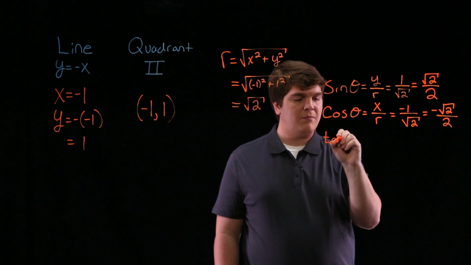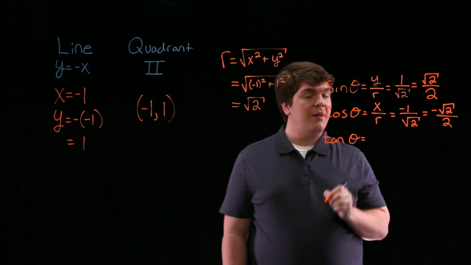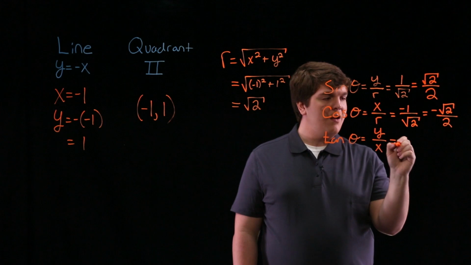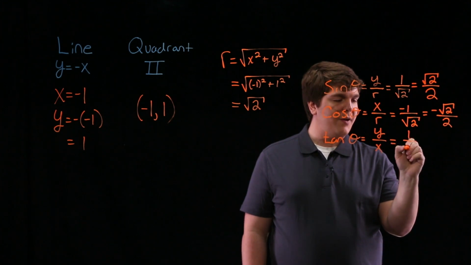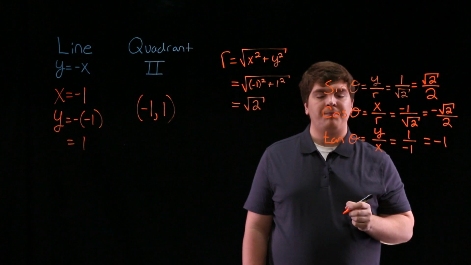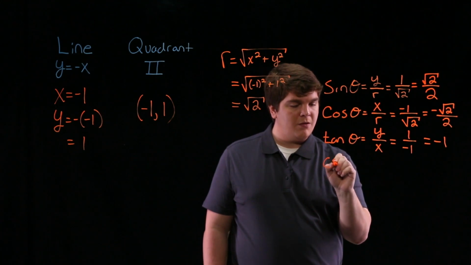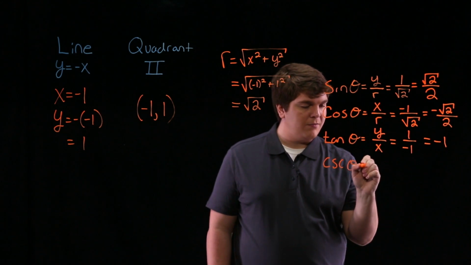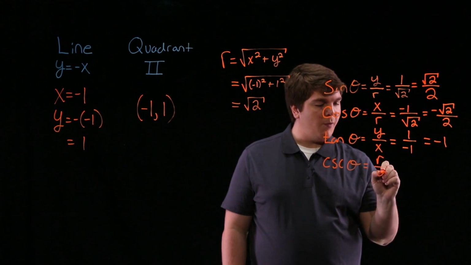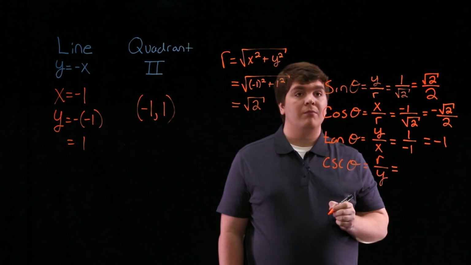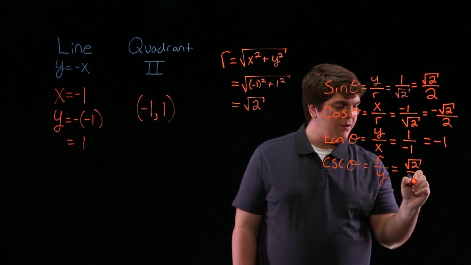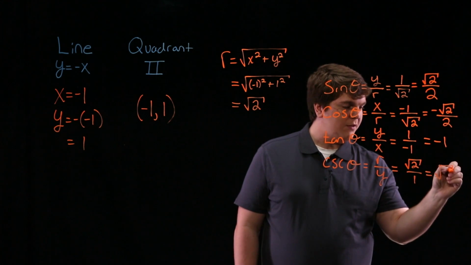Tangent of theta is equal to y divided by x, which is equal to 1 divided by negative 1, which is equal to negative 1. Cosecant of theta is equal to r divided by y, which is the square root of 2 divided by 1, which is equal to the square root of 2.